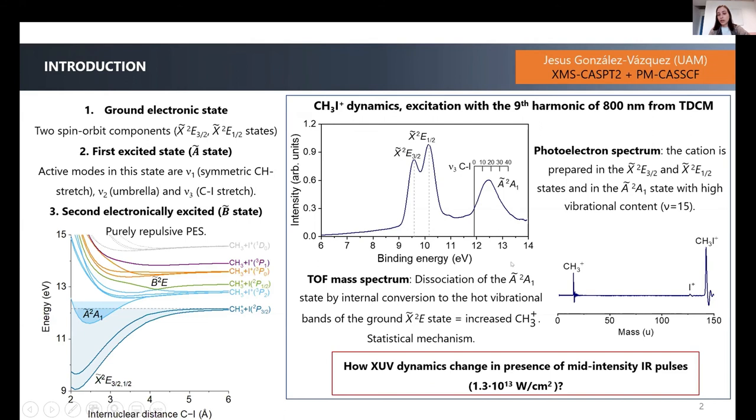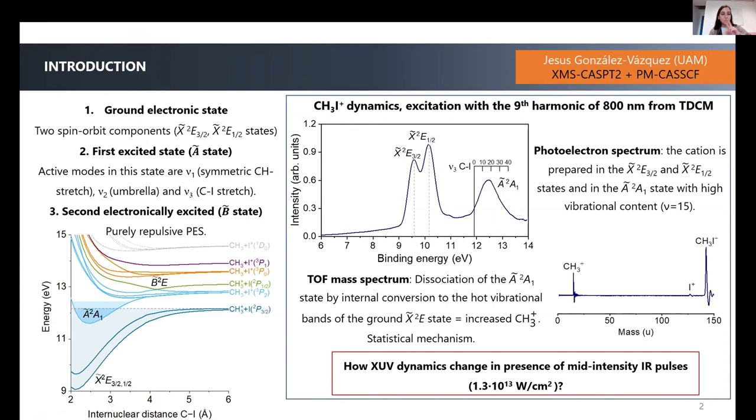So what we did in this work was evaluating the dynamics of the methyl iodide cation upon excitation with the ninth harmonic of 800 nanometer radiation selected by a time delay compensated monochromator. This type of monochromator allows us to select one of the given harmonics of the broadband, but preserving the temporal resolution for attosecond experiments, okay?